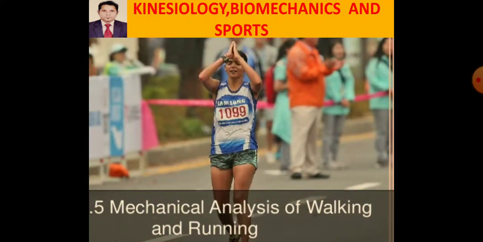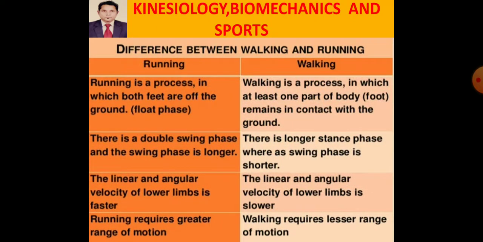Now mechanical analysis of walking and running. We will see the difference between walking and running. Running is the process in which both feet are off the ground. That is the float phase. There is a double swing phase, and the swing phase is longer. In comparison, walking is the process in which at least one part of the body, the foot, remains in contact with the ground.